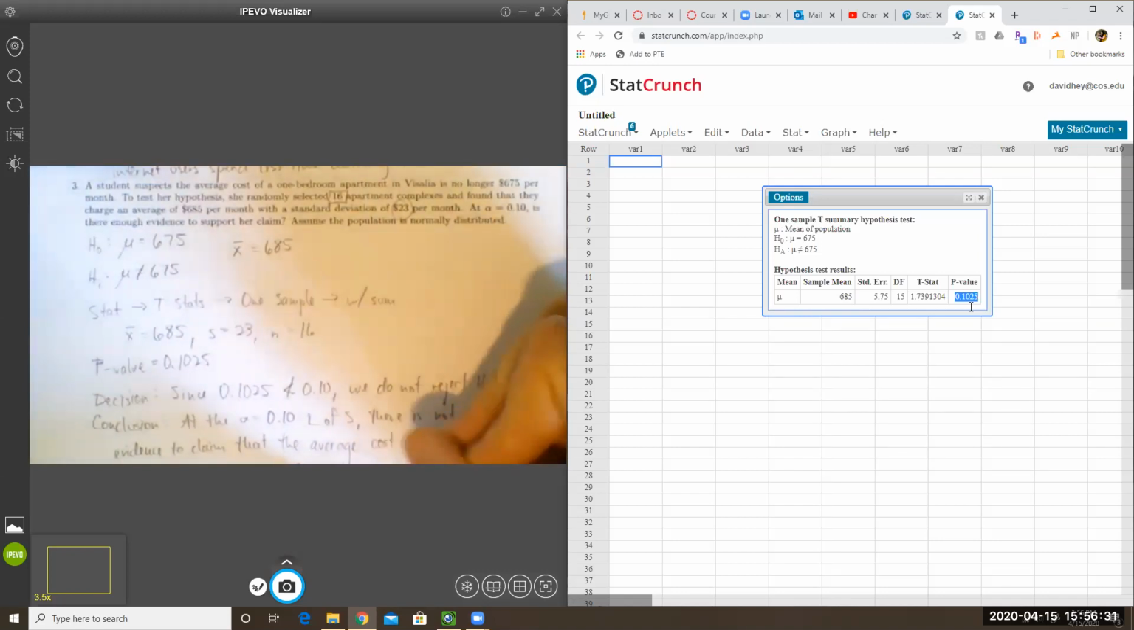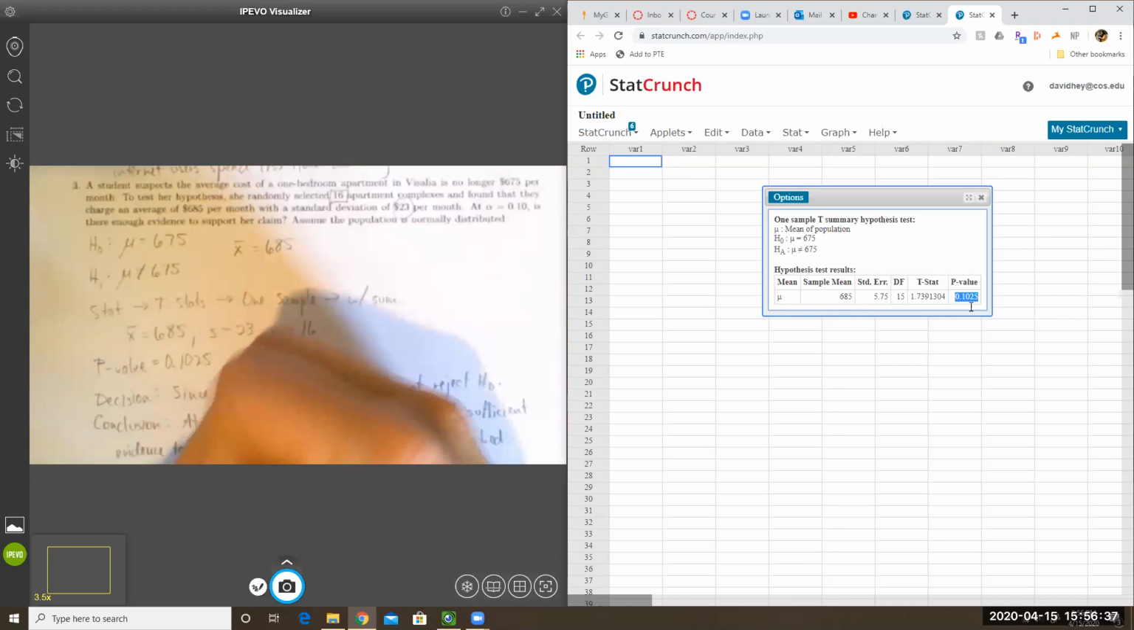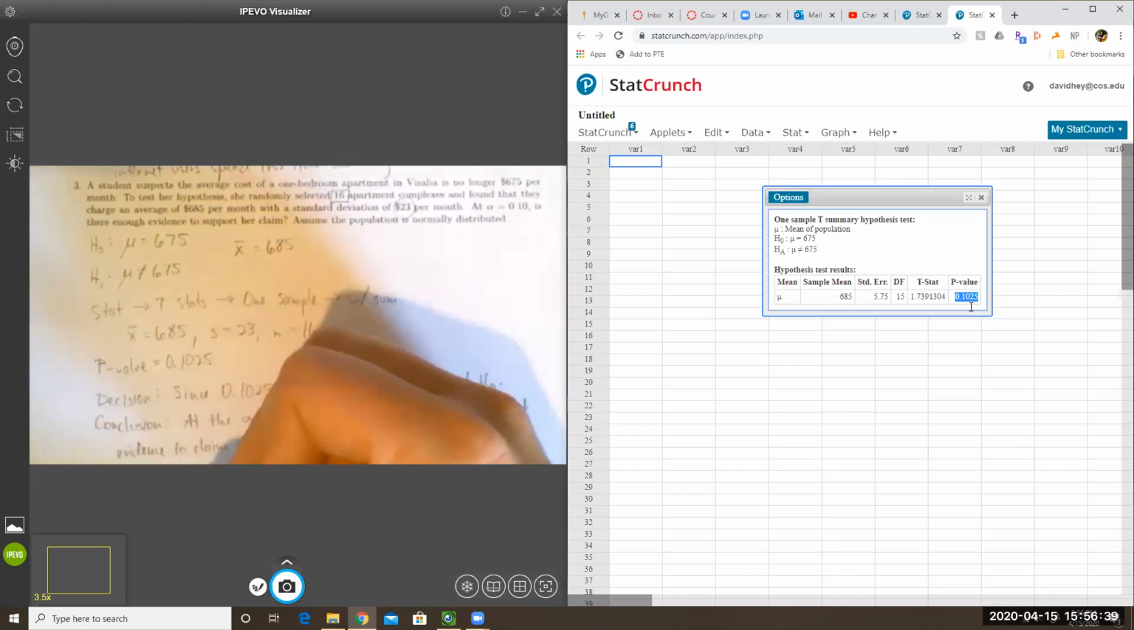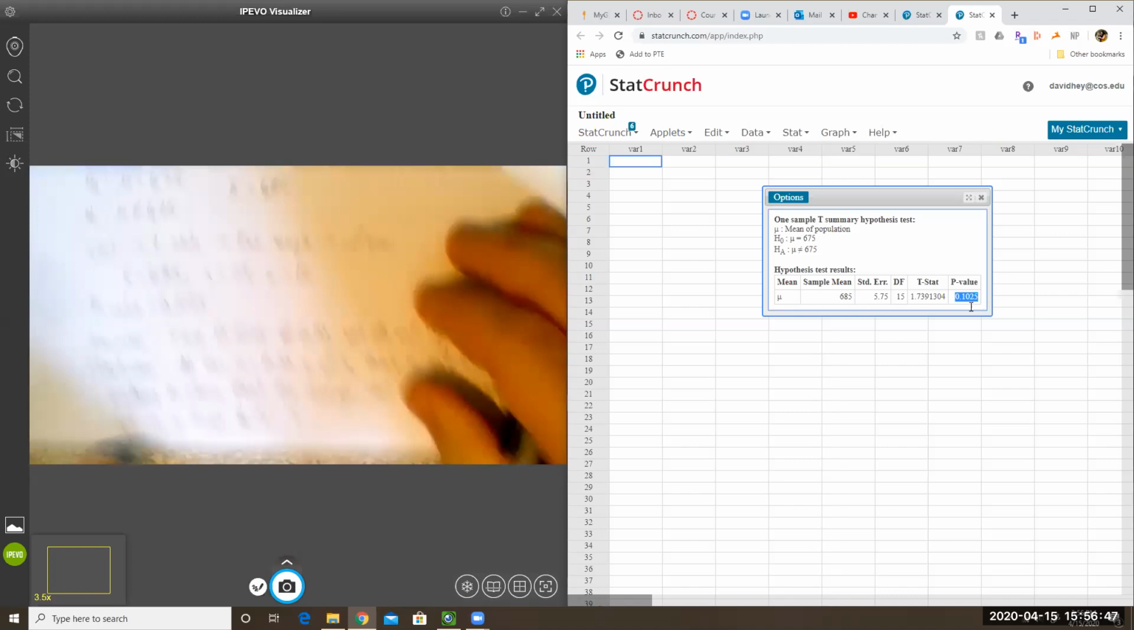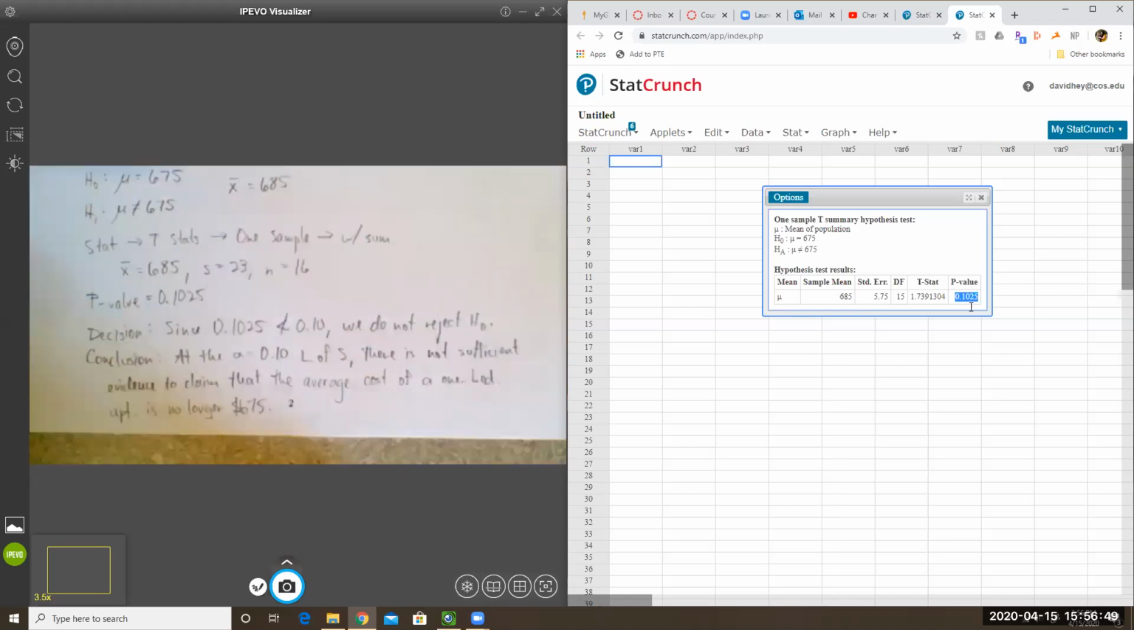The cost of a one-bed apartment is no longer 675, right? There's not enough evidence to support that claim. Okay. So that's that one.